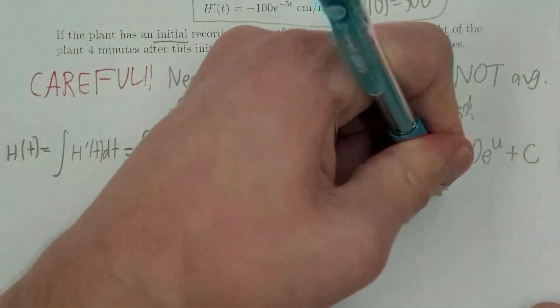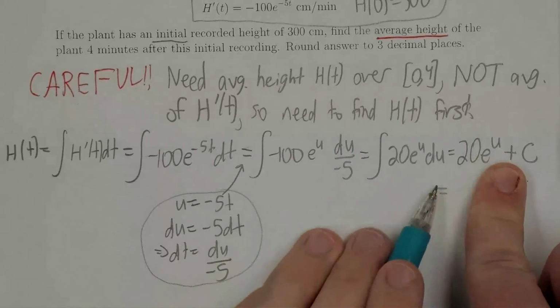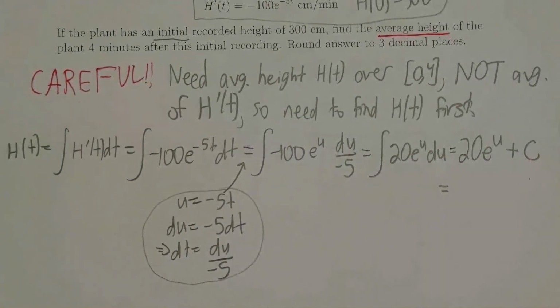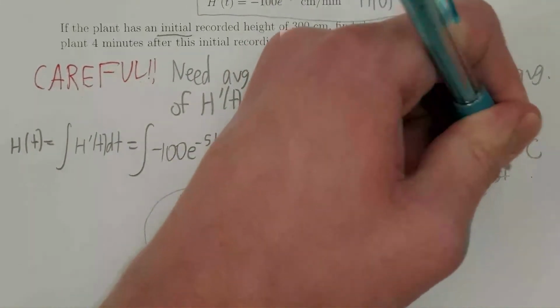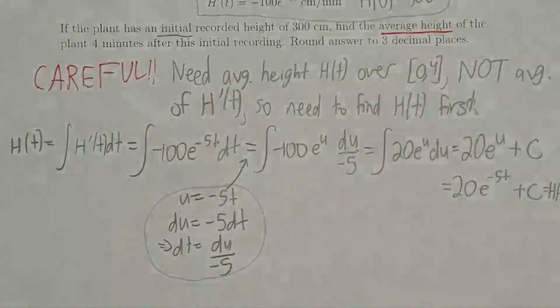All right. Okay, so because our original variable is in terms of t, we've got to bring everything back in terms of t. So we then have 20 times e to the negative 5t plus c as our general form of the height function.